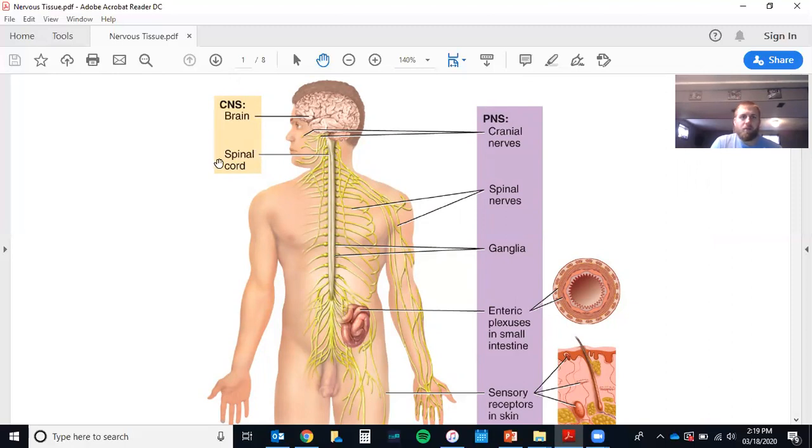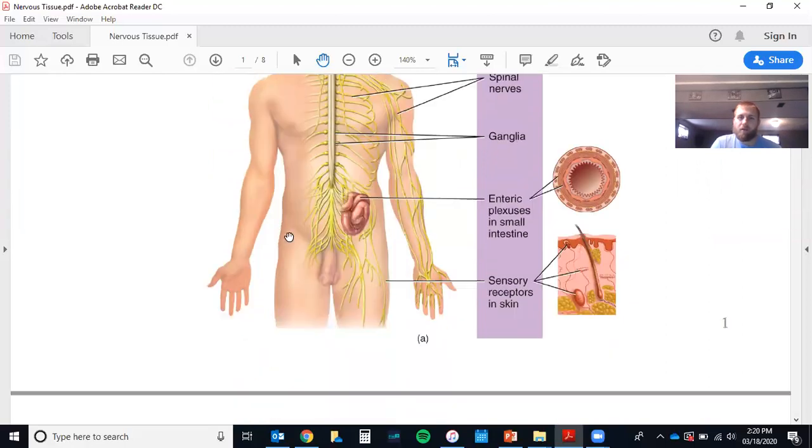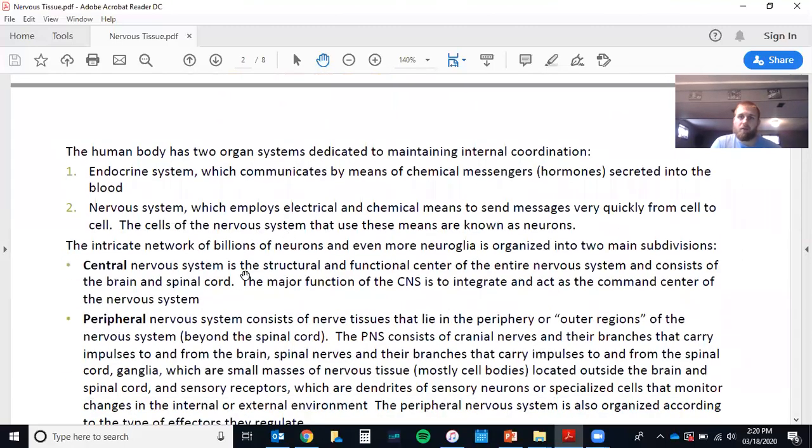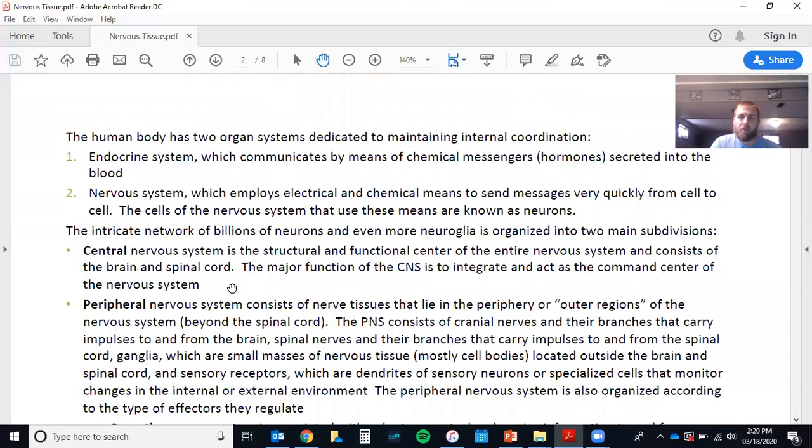It breaks them down into 2 boxes here. On the left, what we call the CNS, and over here on the right is the PNS, which I'll explain what those abbreviations mean right here on this page. Speaking of this page, let's go ahead and dive in on it. The human body has 2 organ systems dedicated to maintaining internal coordination. First of which, something we're going to talk about in the next unit, is the endocrine system, which communicates by sending and releasing chemical messengers known as hormones that are released into the bloodstream, and then elicit a response.